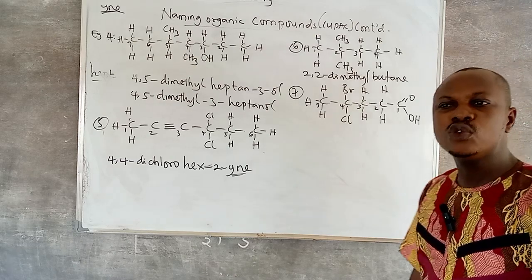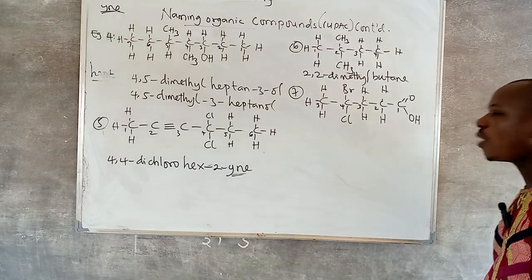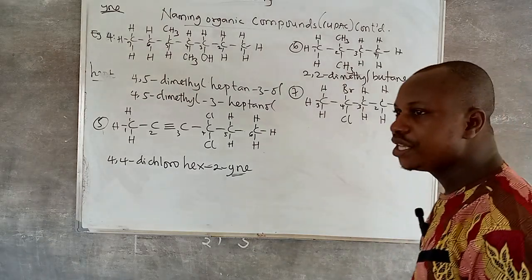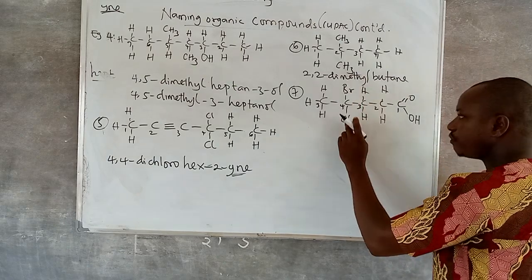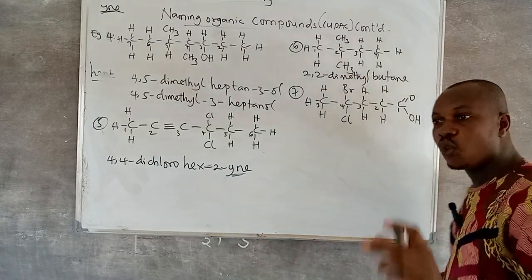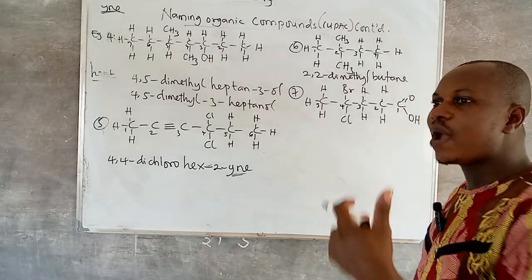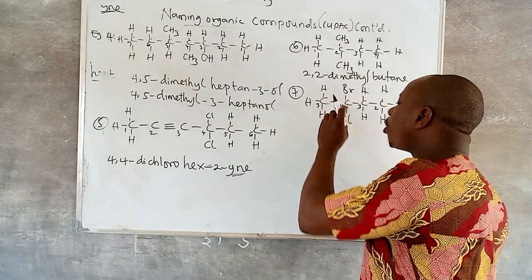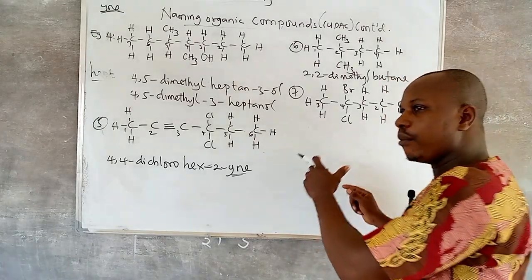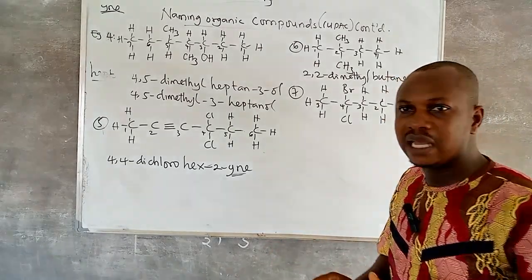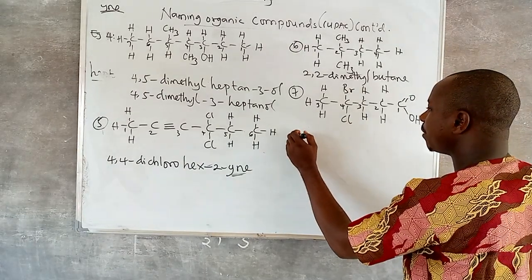That's when the rule of alphabet comes into play. B and C, which one comes first? I believe B comes before C. So I'm going to name bromine first before I name chlorine. If you watch the rules I listed in the previous video, I said when you have 2 different substituent groups in the carbon chain, the rule of alphabet comes into play. So here I'm naming bromine first.